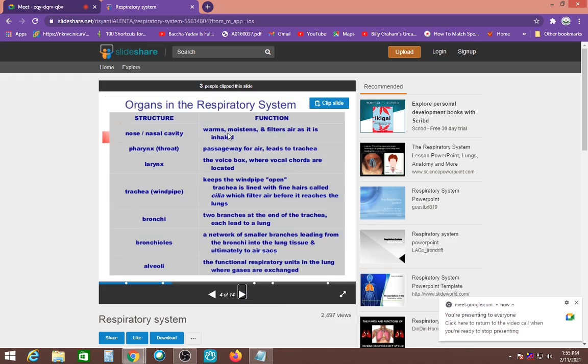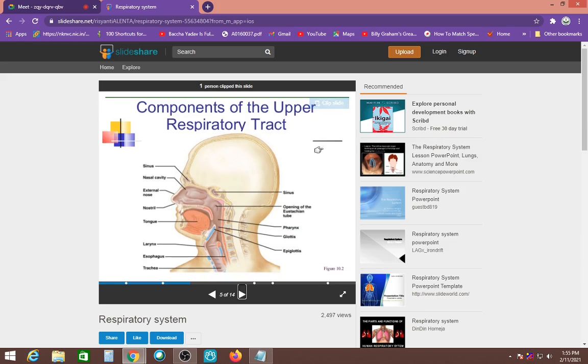So these are the functions of each of the segments of the respiratory system. The nose and nasal cavity: the main function is to warm, moisten, and filter the air as it is inhaled. Pharynx, larynx, trachea, alveoli. This is the important thing: the functional respiratory units in the lung where gases are exchanged. This is the upper respiratory tract. These are the components, so you already know.